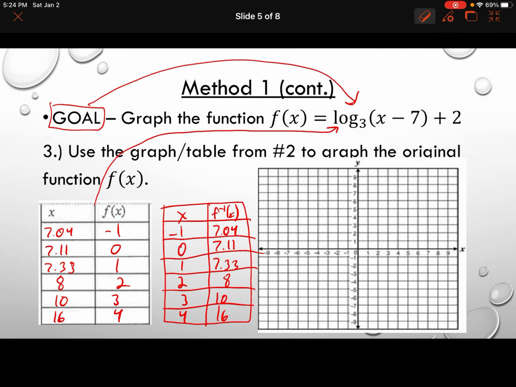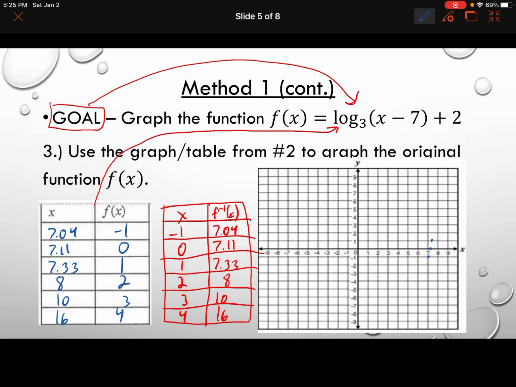And actually, just so that it's clear that this is a different graph: 7.04, negative 1, 7.110, 7.331, 8.2, 10.3, 16.4. Okay, so these blue points are for this f of x function that we originally started out with. So 7.4, negative 1, 7.10, 7.31.